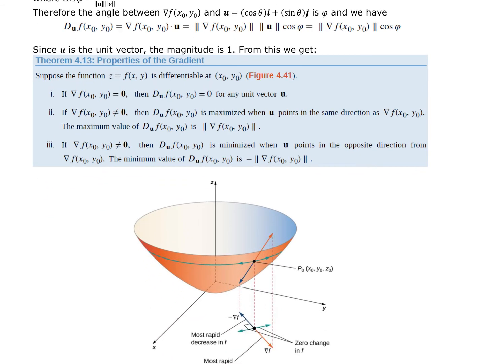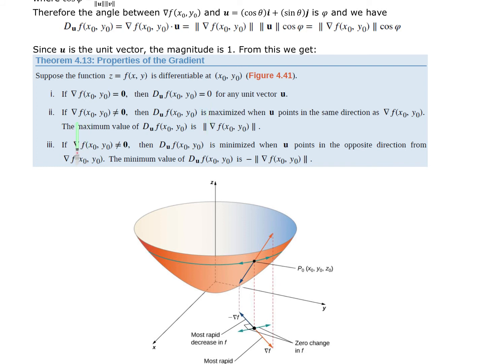So if my gradient is 0, then my directional derivative has to be 0 for any unit vector I choose for u. It doesn't matter what u is. If my gradient is 0, my directional derivative has to also be 0.